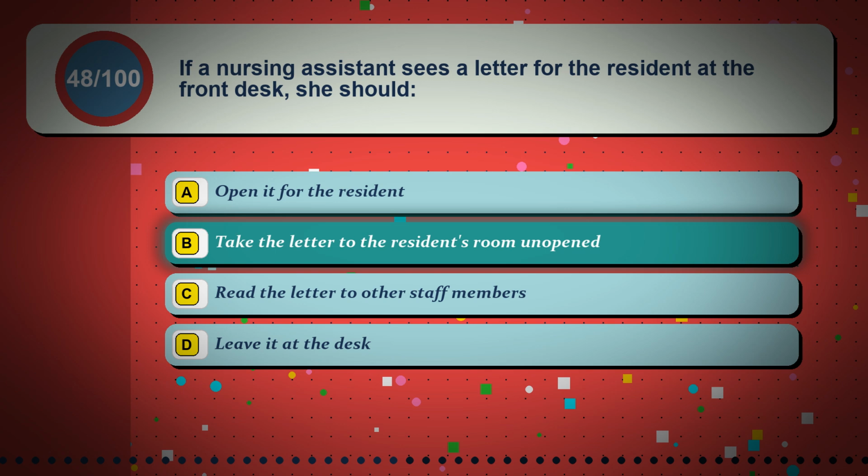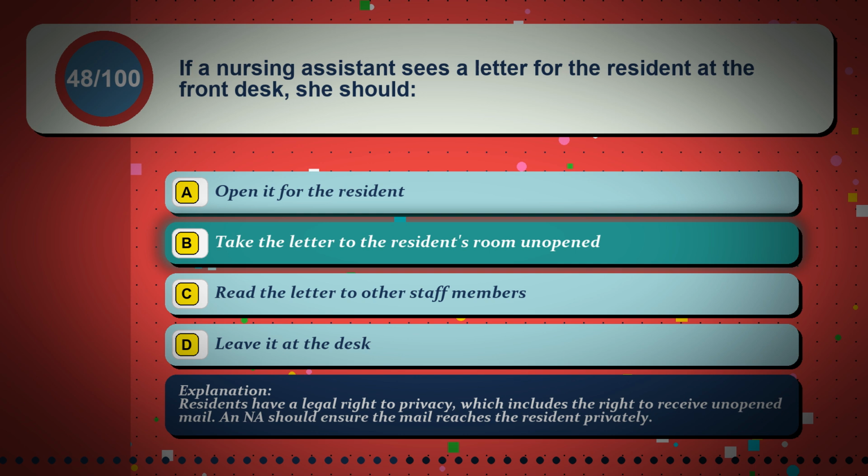The correct answer is option B. Take the letter to the resident's room unopened. Residents have a legal right to privacy, which includes the right to receive unopened mail, and NAs should ensure the mail reaches the resident privately.